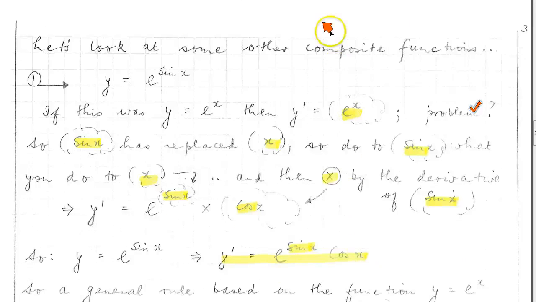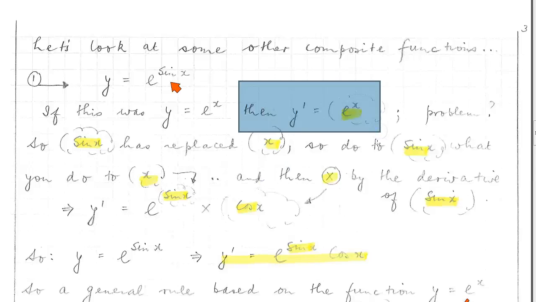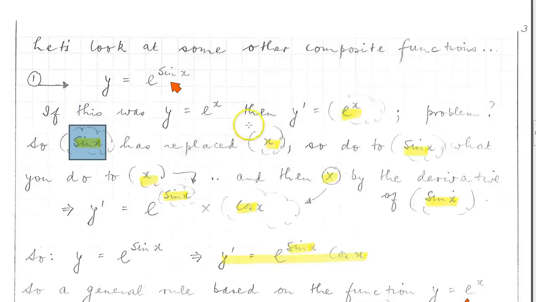Right, here's e to the power sine x. I'm going to differentiate that. Well, it's not e to the x anymore. If it was e to the x, y dashed would be e to the x. It wouldn't change. So sine x has replaced x here. So do to sine x what you did to x. In other words, you just didn't do anything. You just left it. But you must then multiply by what's replaced x. So I've got to multiply by the derivative of sine x.